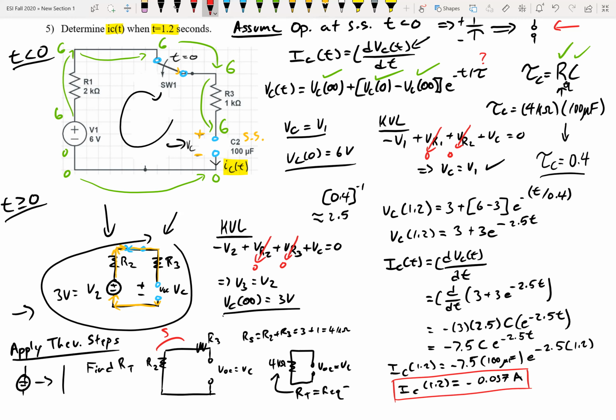Okay. Now you might be wondering, why is that? Why is it a negative current? Well, let's take a look. If we go and find the actual voltage value, like we were doing before, so this would be 3 plus 3e to the minus 2.5 times 1.2, this capacitor voltage at 1.2 is 3.149 volts. And you'll notice this battery here is only 3 volts. So our voltage of C at 1.2 is greater than the voltage of 2. So it's actually going to be pushing the current the opposite direction because it has more voltage. So current moves from higher voltage to lower voltage. That's why the current direction is negative. So it's opposite of what we assumed.